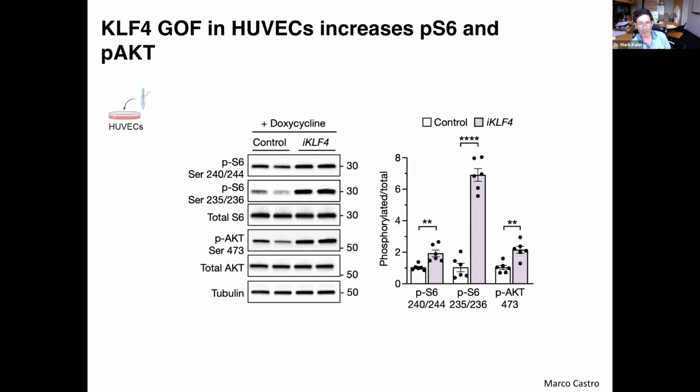This is just a little more data that was generously worked on with us by Marco Castro in Michael Potente's lab. And Marco used lentiviral vectors to induce KLF4 in HUVECs, again showing a very robust increase in phospho-S6. And in this, I would say maybe more sensitive system, he was also able to show an increase in phospho-AKT, suggesting, again, not proof, but suggesting that it's activating the entire PI3 kinase pathway.